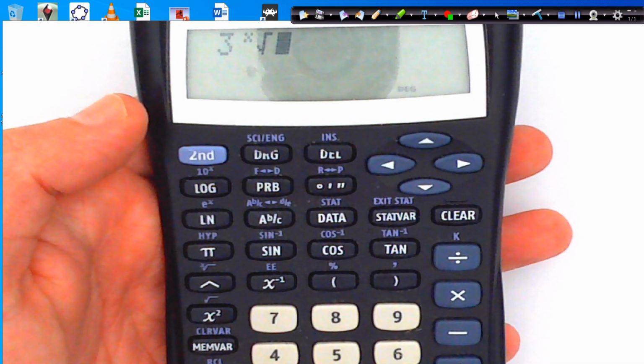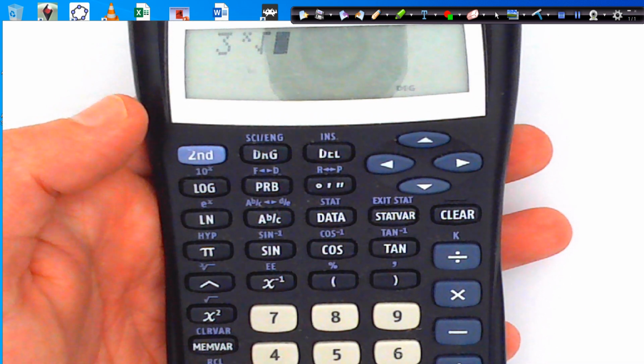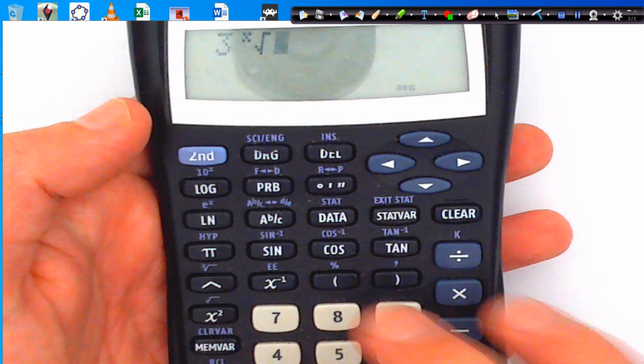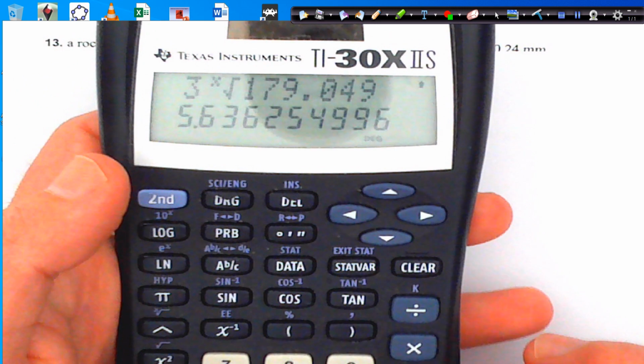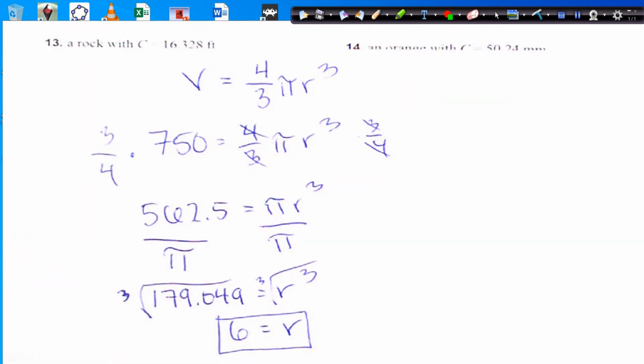Okay, so that means 3 is the root that you're going to be doing. And then you just type in the number 179.049 and hit enter, and you still get the 5.6, which we're just going to round to 6.